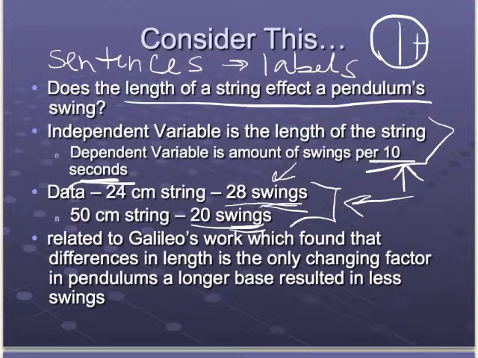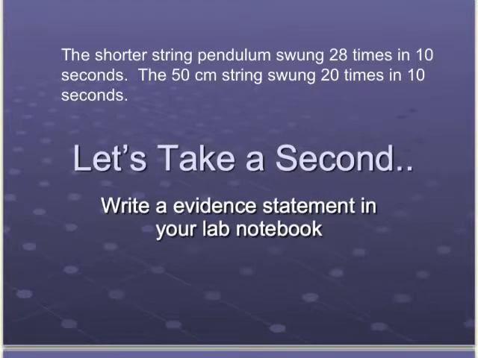We want to make sure that we use more than one piece of data when we are explaining our evidence section. So let's take a look at an example, and we will discuss it again in class. I encourage you to do this in your summary section: decide whether or not this is a good evidence section. Here is our sample. The shorter string pendulum swung 28 times in 10 seconds, and the 50 centimeter string swung 20 times in 10 seconds. Take a second, reflect, think: is this a strong evidence section?